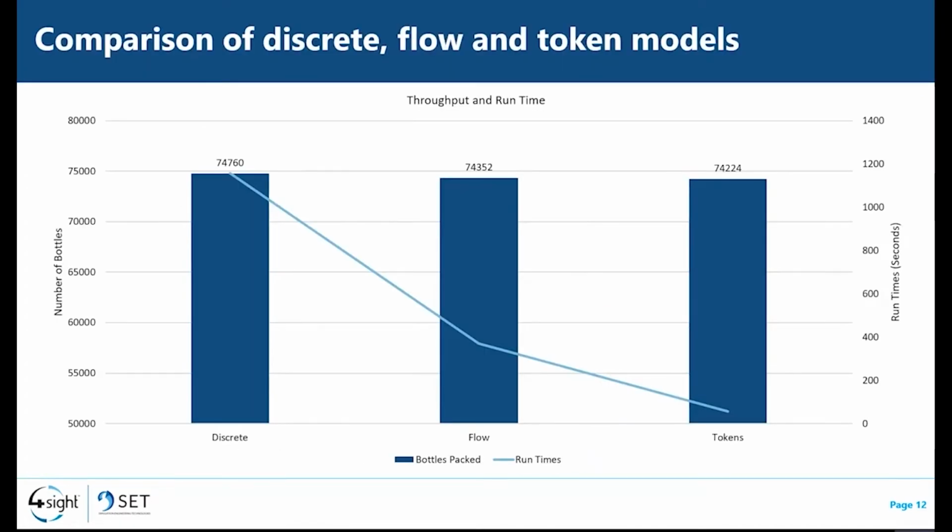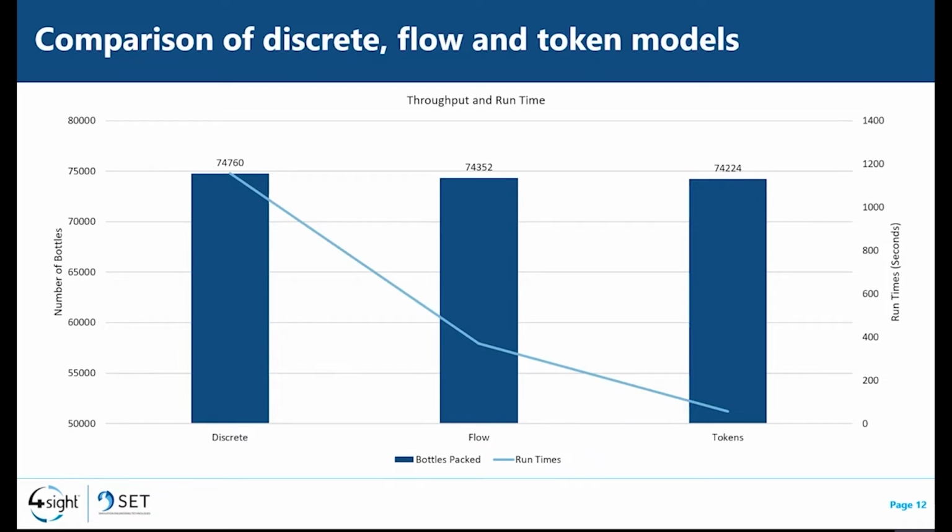Just looking at the actual results achieved by each approach, you can see that for each of these models, we achieved a similar throughput. All of them reached about 74,000 bottles that ran through the system. But you can also see that the light blue line is the runtime, so it's the time that it took the model to reach those results.